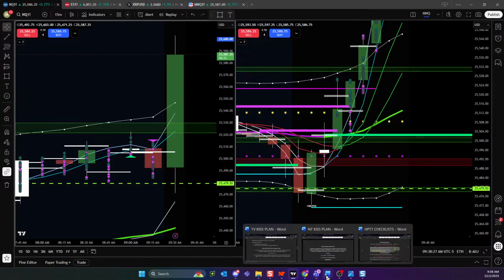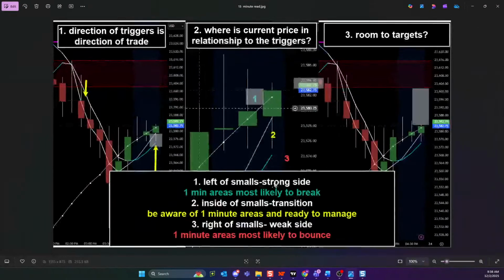And now, guys, this is where a simple read pays dividends. Where is the current price in relationship to the triggers? And there's only 3 options, guys. It's either going to be left of the triggers, which means in an uptrend, it's going to be above them over here. In a downtrend, it's going to be left of the triggers over here. This is the strong side. This is the good side. This is the giddy up side. This is the odds favorable momentum side.